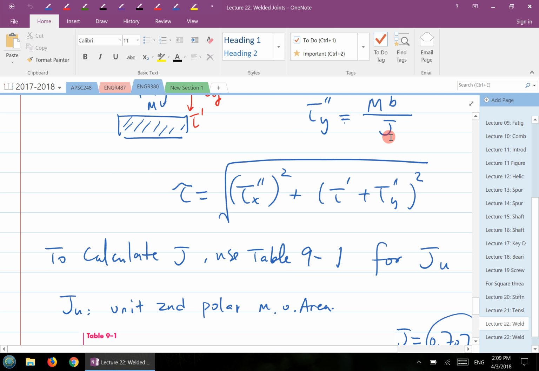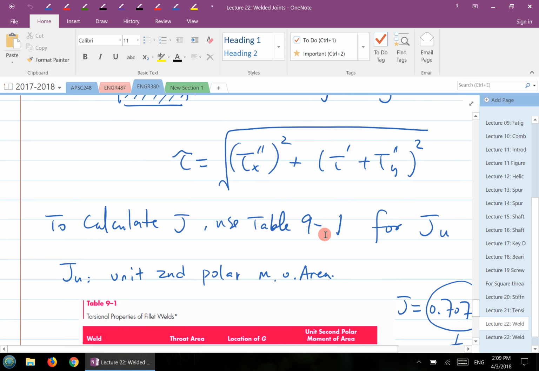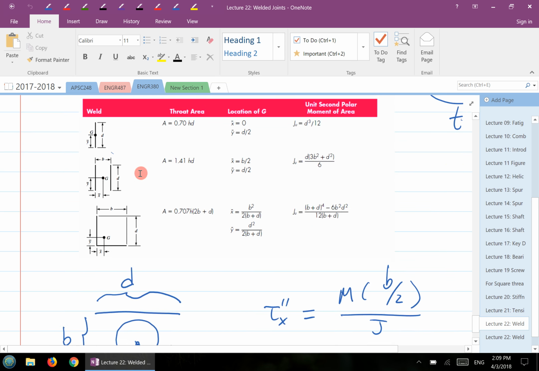Now what about the G value here? The G is the second polar moment of area. What we do is we use table 9-1. Table 9-1 gives us the so-called unit second polar moment of area for different types of weld group geometry. So parallels, single, L or square. You take a look at that table and you'll see different geometries. The last column gives us the GU.